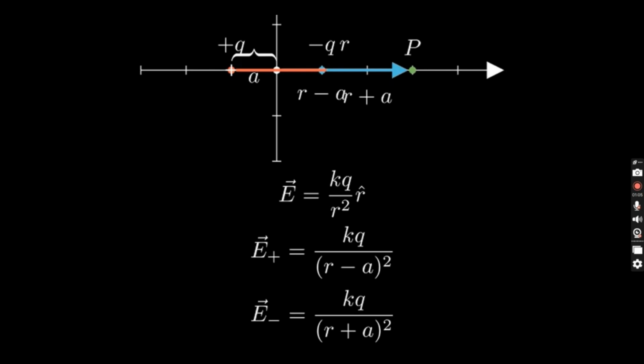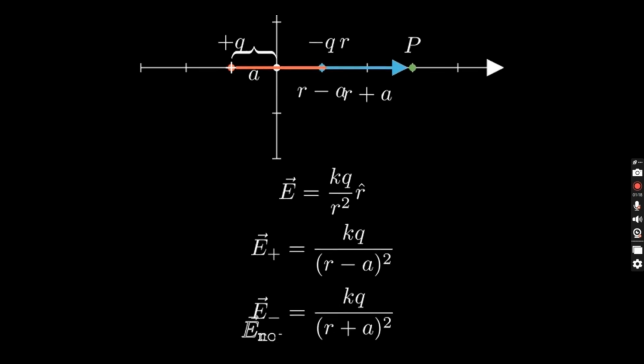The net electric field is the vector sum of these components. Since they're along the same line, we can subtract their magnitudes. This gives us E net equals kq over (r minus a) squared, minus kq over (r plus a) squared.